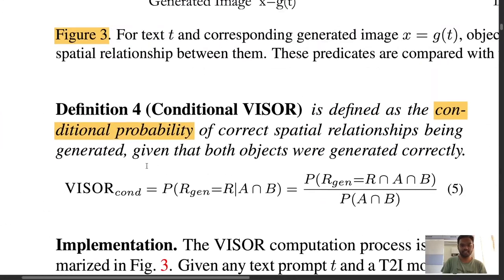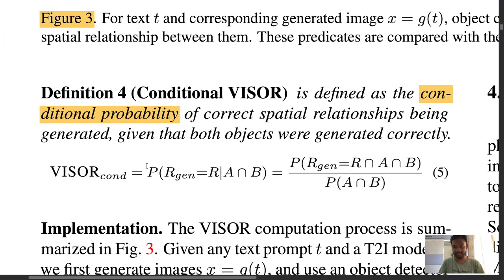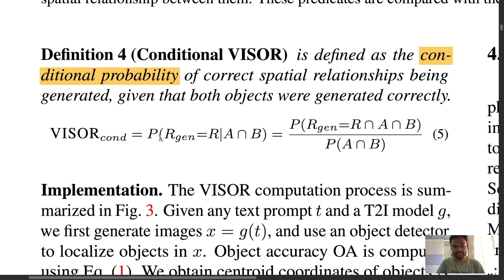So the conditional VISOR is basically a conditional probability given that these are my two conditions. The first condition is that the relationship R gen is equal to R. So the relationship in the context should be equal to the relationship in the generated image. That's one condition. And the second condition is that I have both of my objects in the image. Okay, so P(B|A). If I want to find out the probability that my relationships are equal, then first I need to check whether I have both of the objects in the image or not. Correct.